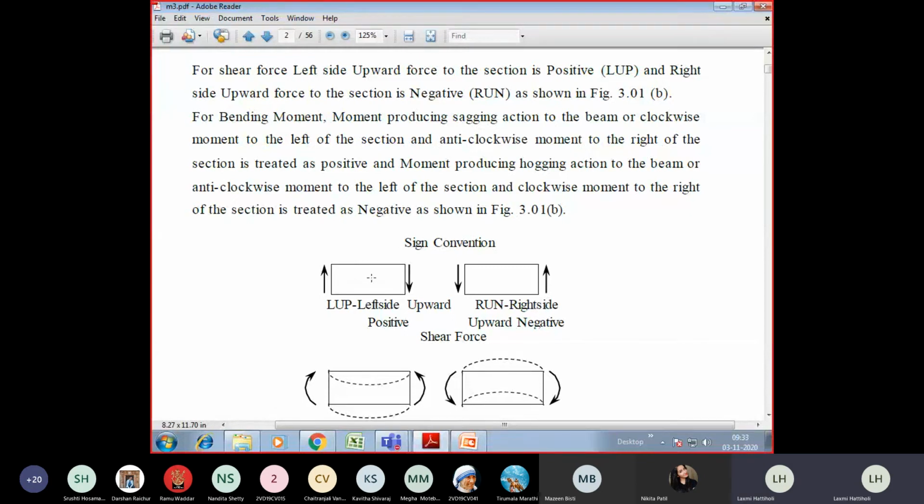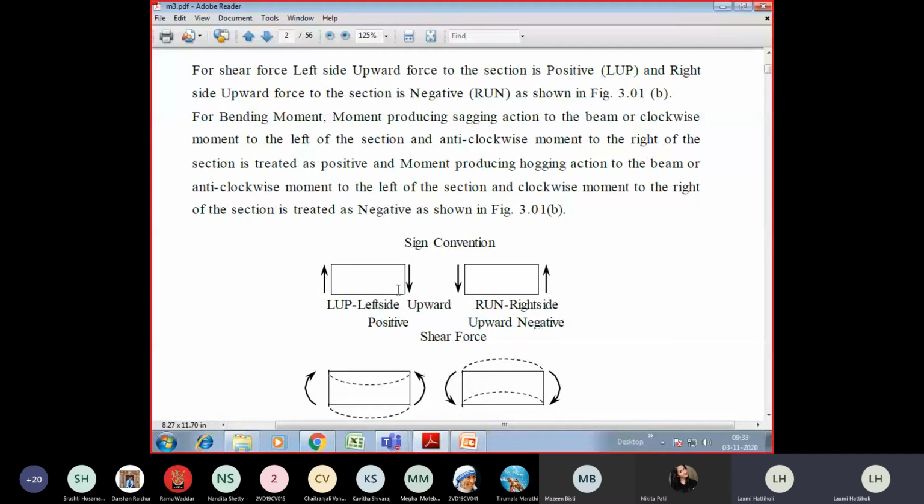If this is the block, this is my left portion, this is my right portion, right? Left upward is positive, and you need to remember another thing: if this is your block, right side upward is negative. Where is your right side upward? This is your right side.